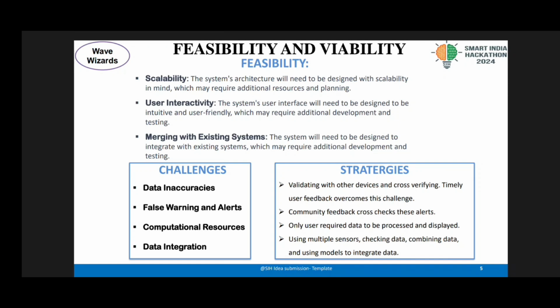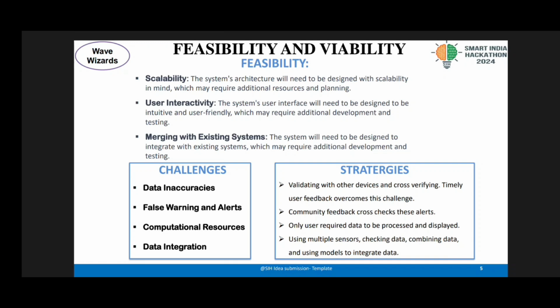The second challenge is false warnings and alerts. The system might mistakenly predict a problem when there isn't one. So, community input is the strategy. People living near the river can help verify if a warning is real or not.